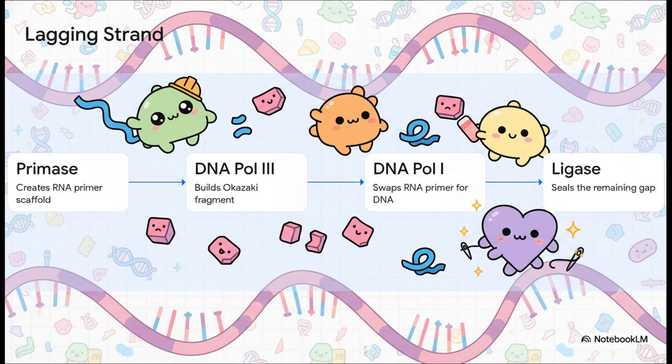This step-by-step workaround for the lagging strand is a brilliant molecular dance. First, an enzyme called Primase drops in to create a temporary RNA primer scaffold. Next, DNA polymerase 3 jumps on and builds a short DNA segment, creating these disconnected sections we call Okazaki fragments. Then DNA polymerase I swoops in to swap out that temporary RNA primer for actual DNA. It's an incredibly dynamic, non-stop cycle of start and stop synthesis.